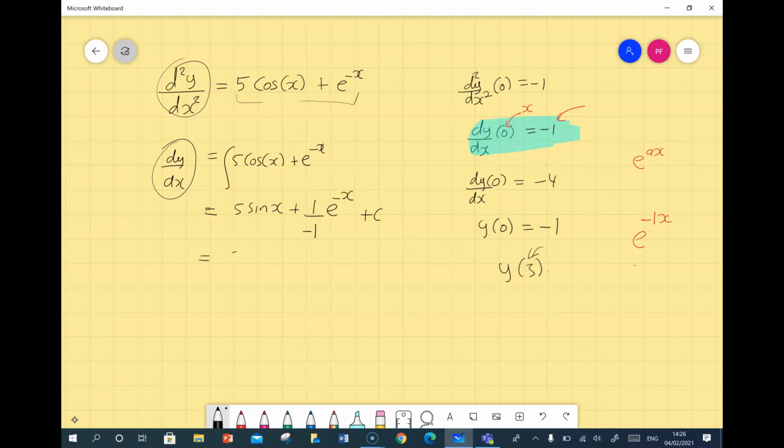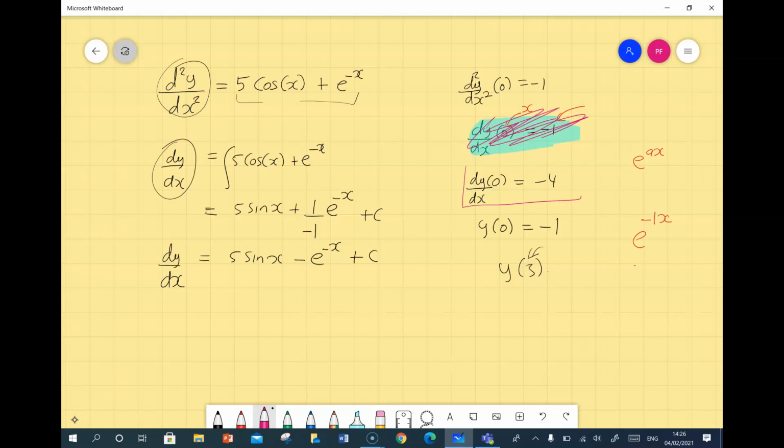Now we'll just rewrite that: 5 sin x. Now 1 over minus 1 is minus 1, so minus 1 times e to the power of minus x, plus c. So that's my derivative dy/dx. Okay, now they've told me here, and I wrote this incorrectly up here. That's wrong. Actually, it's all wrong.